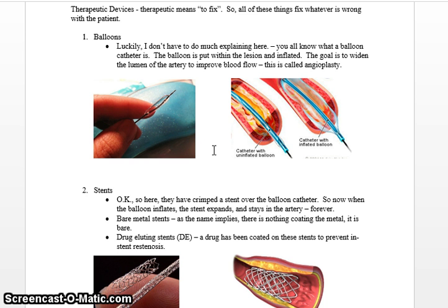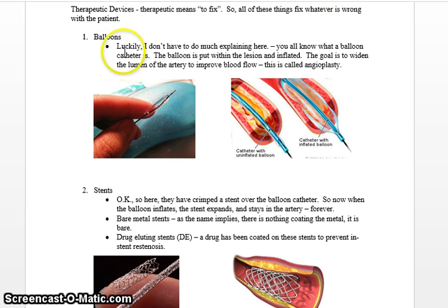Okay, so that was diagnostic devices. Now we're moving into therapeutic devices. All of these things we've already talked about and you know what they are, but we're just going to go ahead and cover them quickly. Diagnostic means to diagnose. Therapeutic means to fix. So all of these things that are listed next are things to fix whatever is wrong.